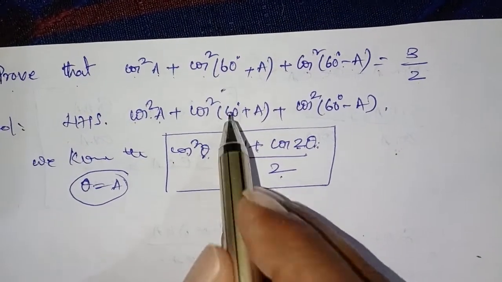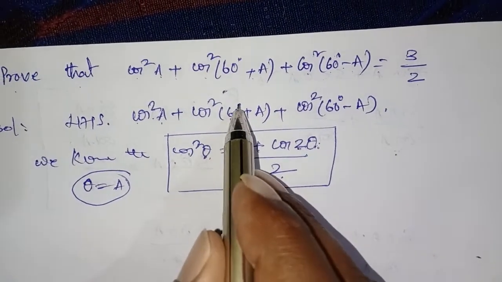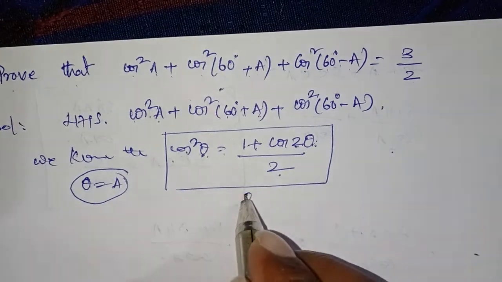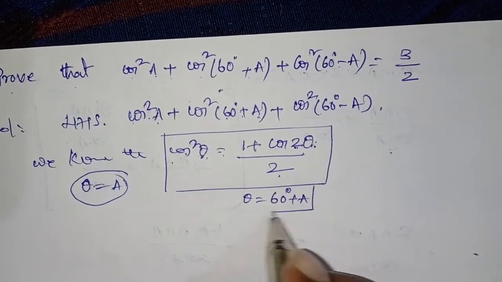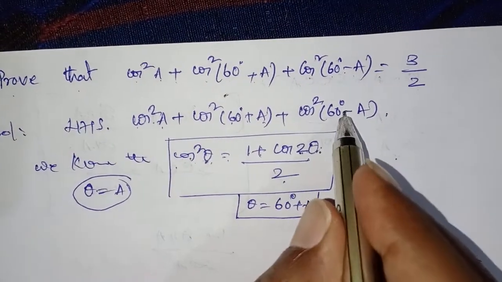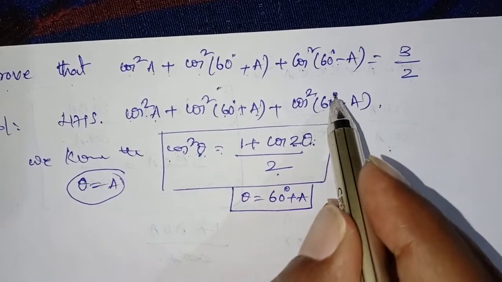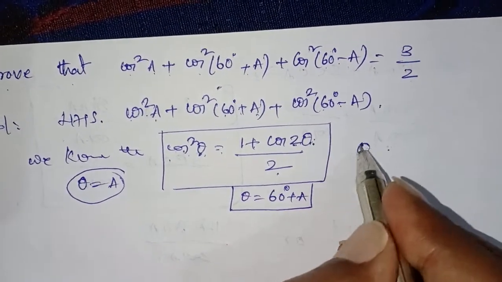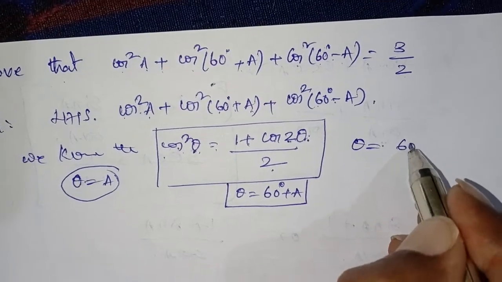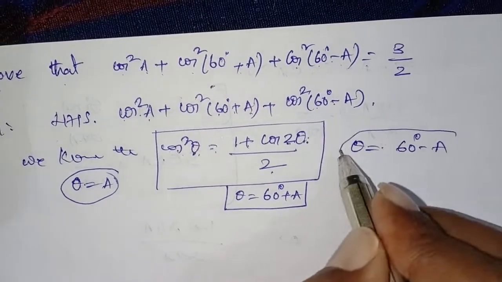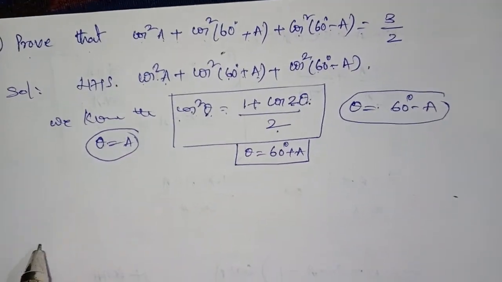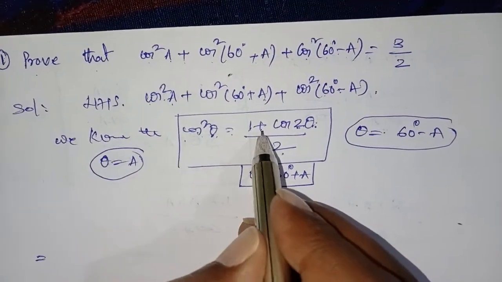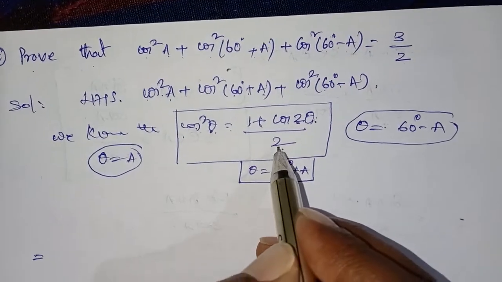Second one is also the same, but here θ is 60° + A. Third one is also the same, but the θ value is 60° − A. Apply this formula here: that is equal to (1 + cos 2θ)/2.